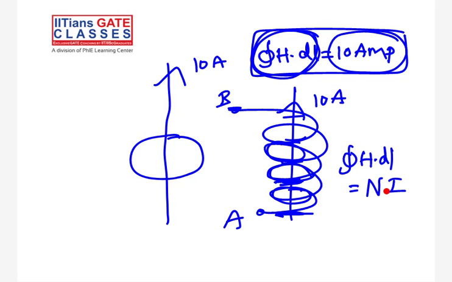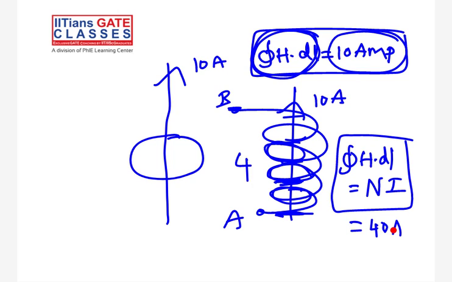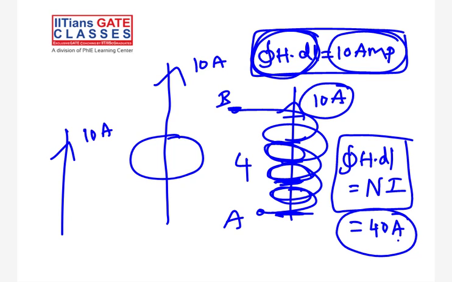I is the current passing through the wire. So what it actually represents is, suppose you take 4 turns, you are going to get it as 40 ampere. But it doesn't mean that 40 ampere current is flowing in the wire. The current passing through the wire is 10 ampere, but you are able to capture a magnetic field corresponding to 4 times of this. So that is what I enclosed represents.